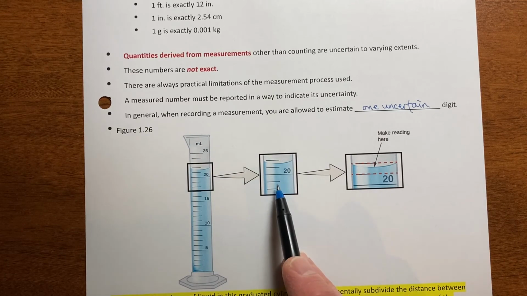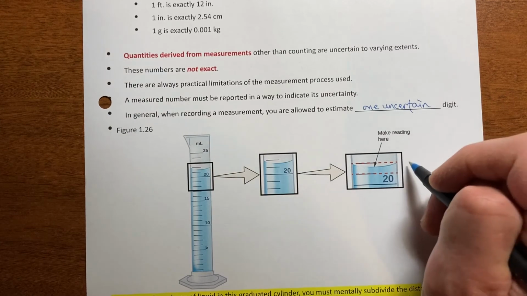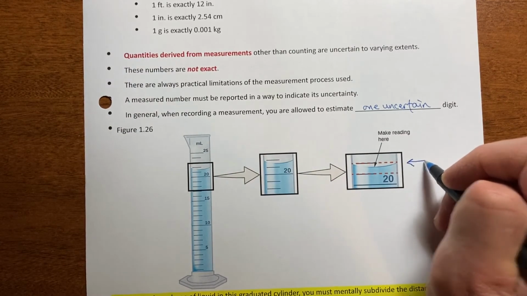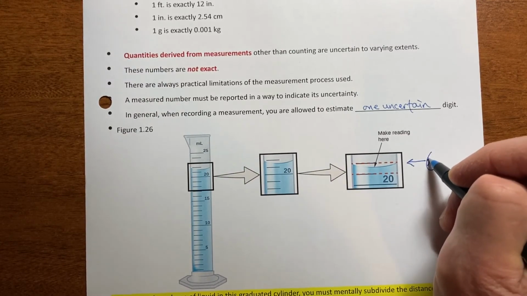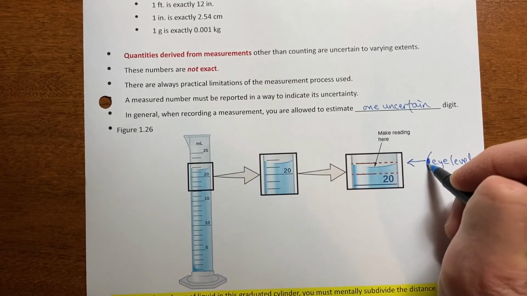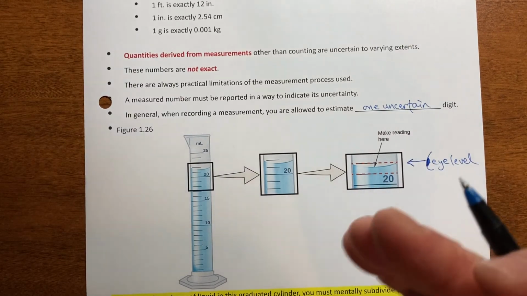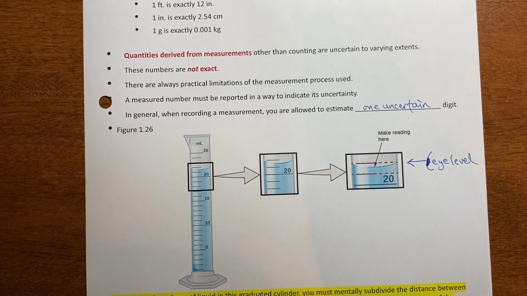When you read the level of a liquid, you want to be at eye level. Imagine that you're looking here, and here's your eye. You want to be at eye level because you're going to be a little low or a little high, depending on if you're above or below the meniscus.